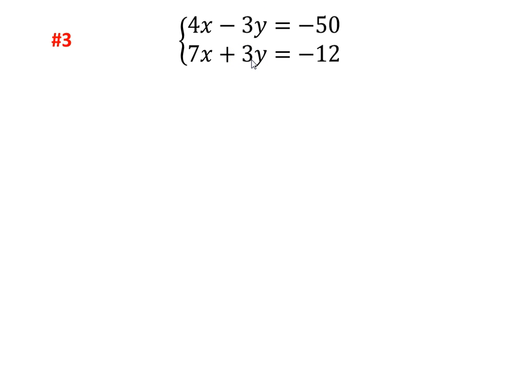So if we add these equations together, again, sounds weird, but if we add these equations together, our y terms will cancel out and we'll be left with just x terms, and then we can solve for x. So by adding these like terms together, 4x and 7x, we get 11x. By adding the y terms together, we get 0, because -3 plus 3 is 0. And then by adding the -50 and the -12, we get -62. So now, with no y's, we essentially have this equation, 11x = -62.